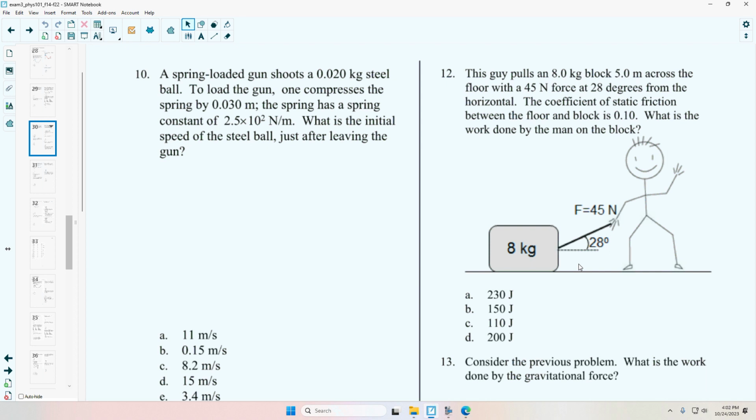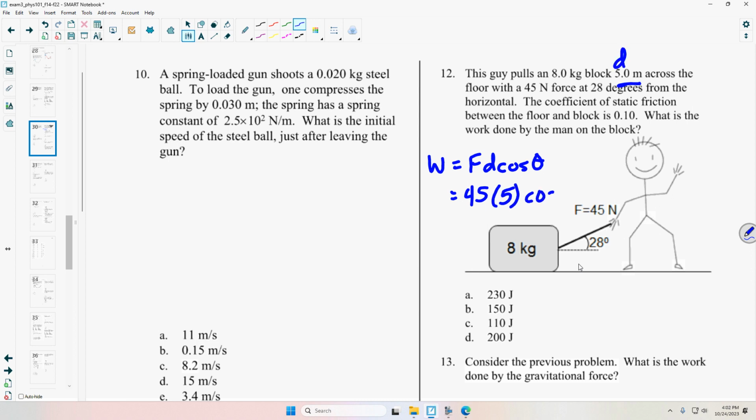So we have friction. Oh, no, so there are 2 questions here. I could be asking what is the total amount of work being done on the block? Or I could just ask, what is the work being done by the man? And if I'm looking for the work just done by the man, that's going to be F D cosine theta. That's all it is. It's just going to be 45 newtons times the distance, which is 5 meters, times the cosine of 28.